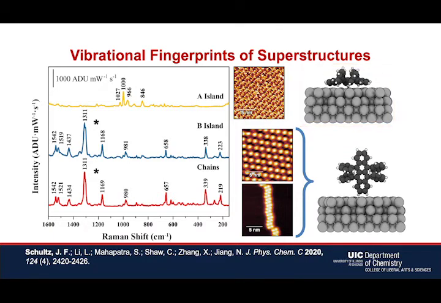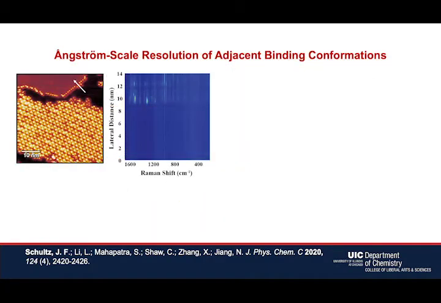TERS revealed unique vibrational fingerprints for each conformation. A rubrene molecule was found to adopt a flat orientation when surrounded within a molecular island, while a decrease in the density of intermolecular interactions results in a vertical orientation. The spatial resolution of TERS was tested by acquiring sequential spectra across the boundary of a molecular island and tracking the 1311 wavenumber vibrational mode that corresponds with a perpendicular orientation.